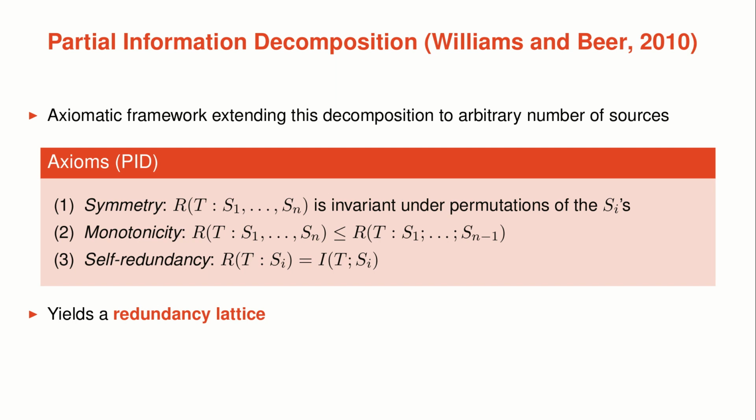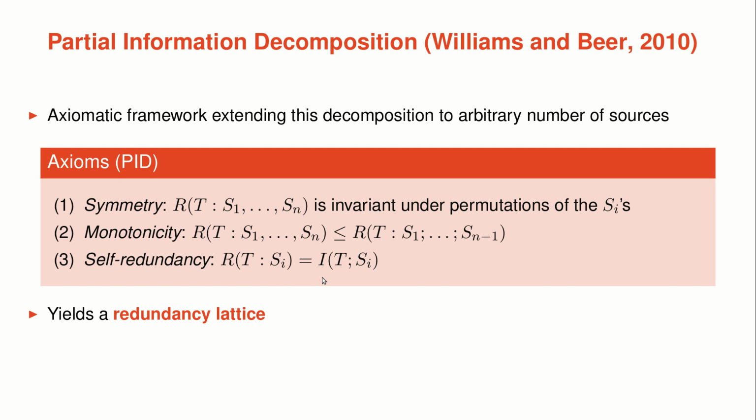The redundancy should be symmetric under permutations of the sources. It should be monotonic. As we look at more sources, the amount of redundancy amongst those sources should be non-increasing. And as a boundary case, the self-redundancy for only a single source should be the mutual information from that source.